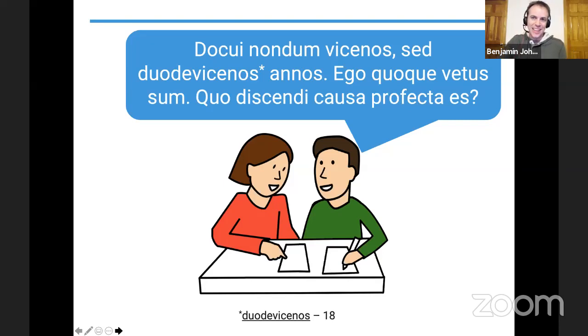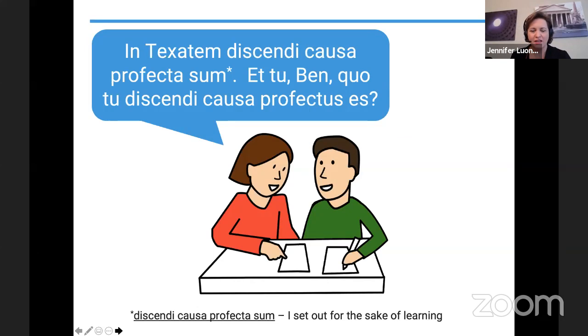Quo discendi causa profecta es? So to where did you go? Causa discendi, for the sake of learning. That's a nice gerund phrase with causa, a postposition, I call them, instead of a preposition, it comes after. It's a complicated word. We don't have time to get into why it's that way. Just accept that it takes a genitive. Sed est, but it is. So that phrase, discendi causa profecta sum, or whatever form, is going to appear in our reading today. In Texas, hook 'em horns. In Texatem discendi causa profecta sum. Et tu, Ben? Quo tu discendi causa profectus es?